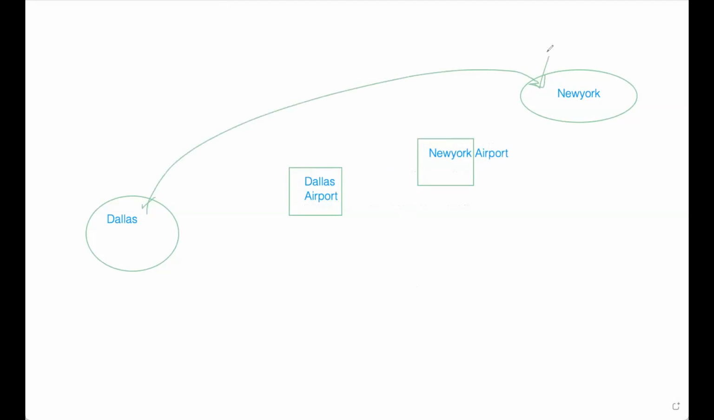First, we have to go to Dallas Airport, then from Dallas Airport to New York. Exactly. I have to go to Dallas Airport, meaning I have to go to my what? In network terms, what is the airport called? Router? Default gateway. Yeah, gateway.